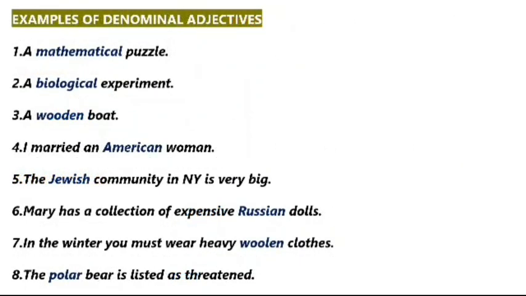Now let's discuss some more examples of denominal adjectives. First, a mathematical puzzle. Second, a biological experiment. Third, a wooden boat. Fourth, I married an American woman. Fifth, the Jewish community in New York is very big. Sixth, Mary has a collection of expensive Russian dolls. Seventh, in the winters you must wear heavy woolen clothes. Eighth, the polar bear is listed as threatened. So these are some of the examples of denominal adjectives.